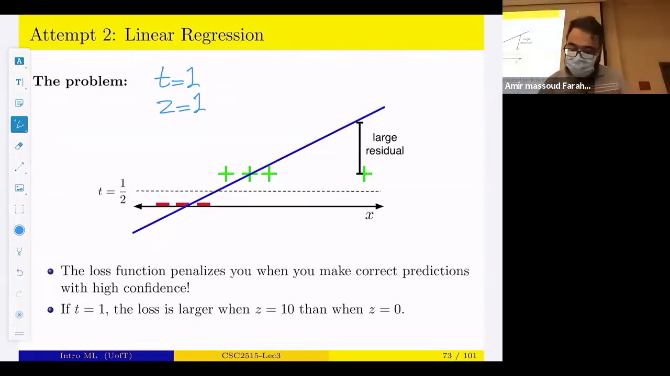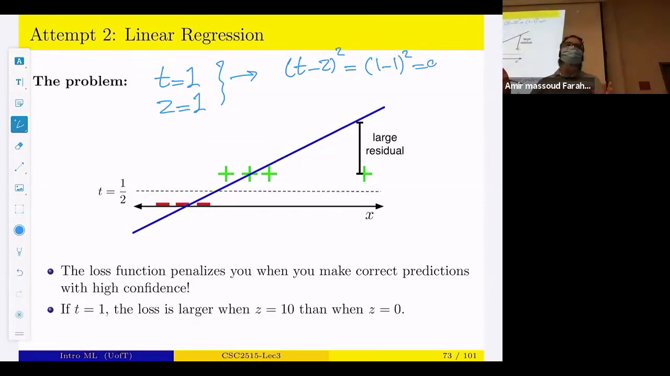So what does it mean? Then your cost function would be T minus Z squared, which would be, in this case, 1 minus 1 squared, which is 0. So this is a perfect classification, perfect fit.